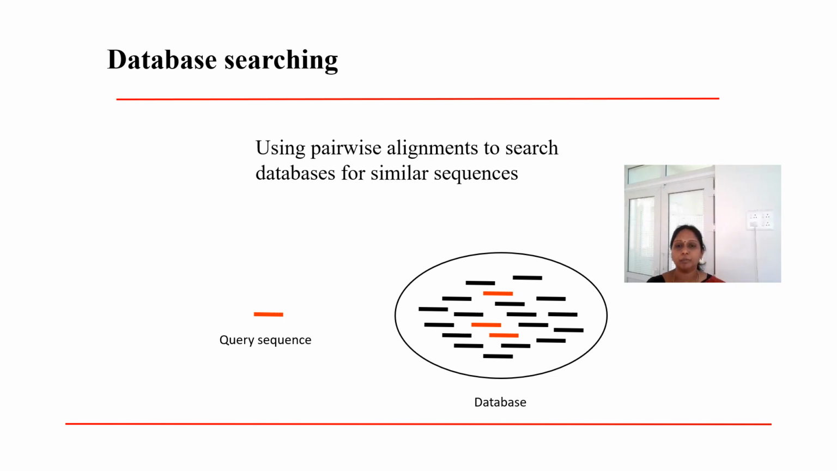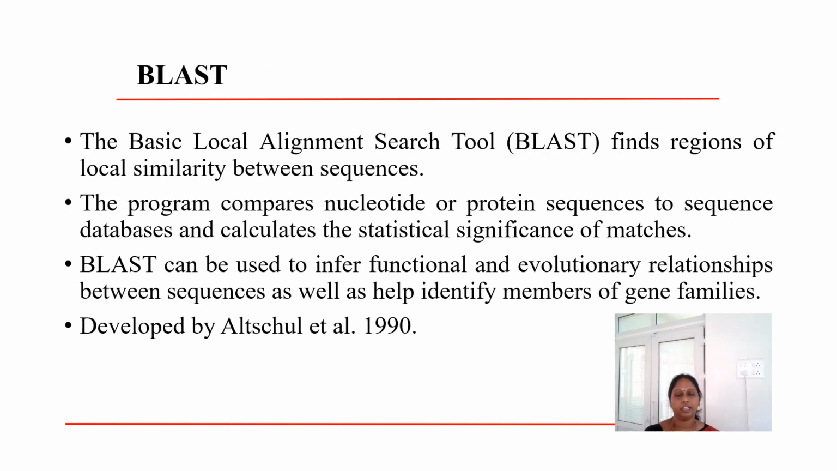So what do you think about this? What does this red line indicate here? Yeah, very good. They are the sequences similar to your query sequence. These are the sequences present in the database that have similarity with your query sequence. All of you understood the concept? Yeah. So now we will enter into BLAST.